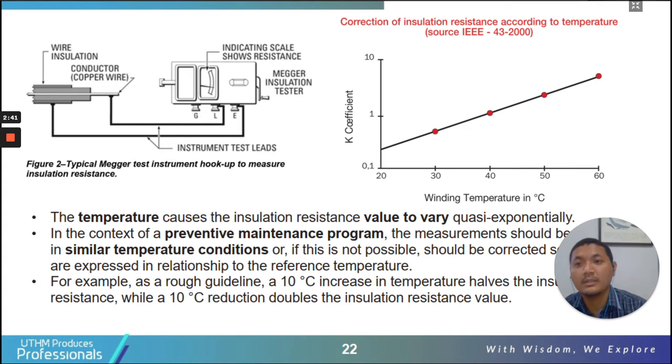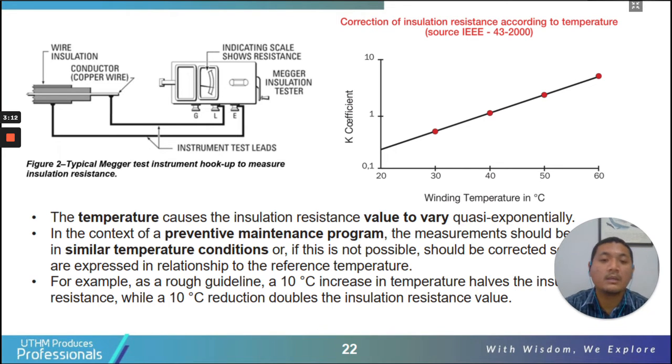The connection here is for a cable. The conductor is connected to live, and the wire insulation is connected to the earth. We supply DC voltage, and then we measure the current, and using Ohm's law we can get the resistance of the insulation. So very simple, very basic.